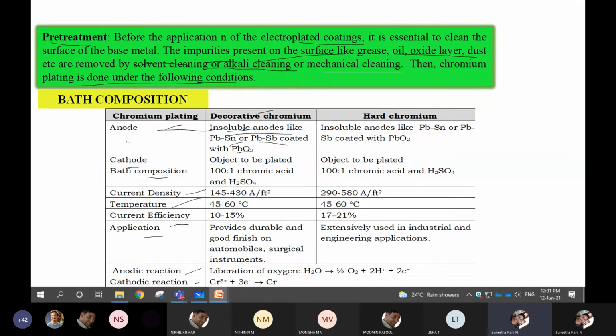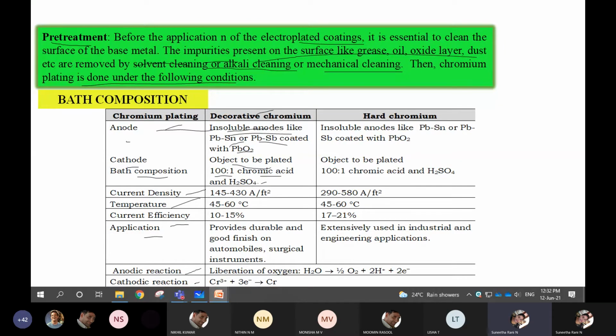So what is the cathode you are taking? The cathode is the object to be plated. Any object you want to plate or coat, that substrate you have to take. So what is the composition of the electrolyte taken in the tank? That is 100:1, chromic acid and H2SO4. If you have taken 100 ml of chromic acid, you have to take 1 ml of concentrated sulfuric acid, in the 100:1 ratio.